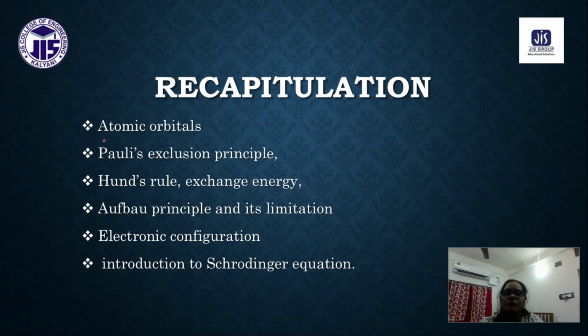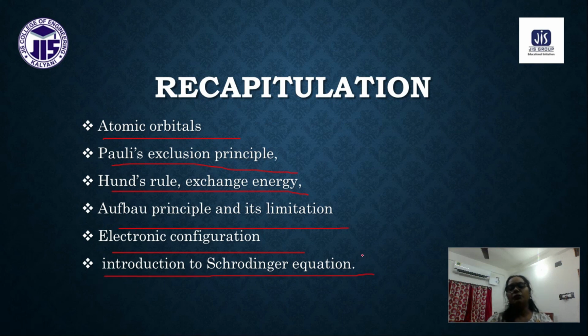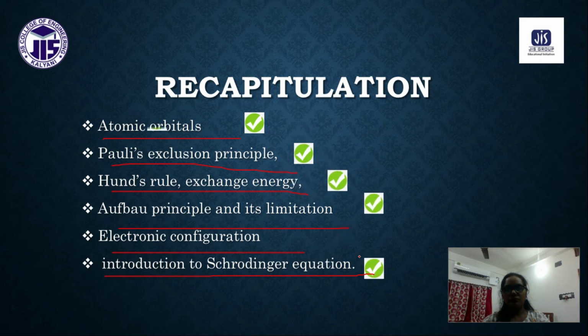So again I am repeating the topics that we have discussed: atomic orbitals, Pauli's exclusion principle, Hund's rule, the Aufbau principle, the electronic configuration, how to write down the electronic configuration, and also the Schrodinger equation. Okay, so all these topics are checked.